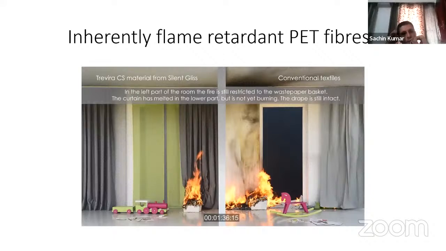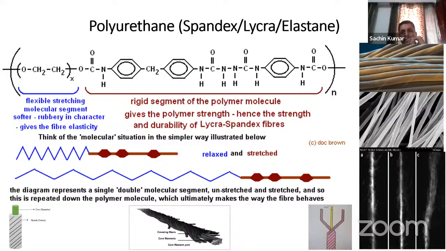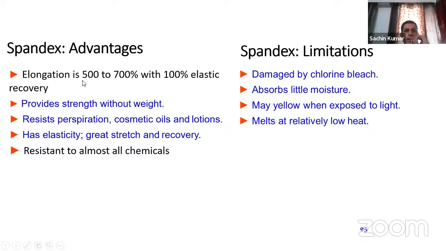Another beautiful material is polyurethane, whose brand names are Spandex, Lycra, and Elastane. It is made up of two polymers, one an elastic unit and another a rigid unit, so one component gives you elasticity and another gives you strength. This polyurethane fiber is not directly used, but it is generally used in the core of the yarn. You can see the core spun yarn, with it in the center. Directly it is not used, but it produces excellent elasticity. Elongation is 500 to 700 percent with 100% elasticity. You can stretch it 500 to 700 times.